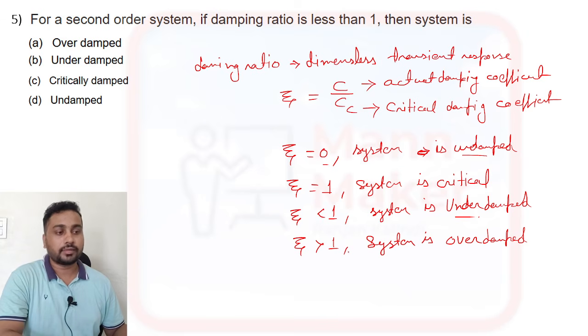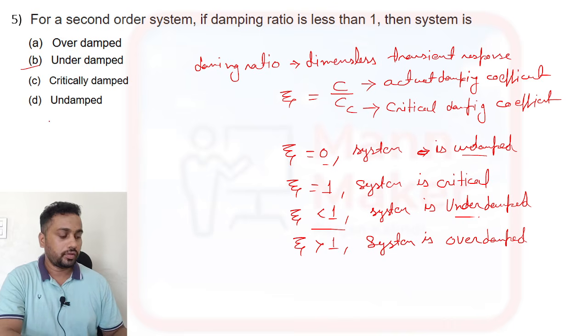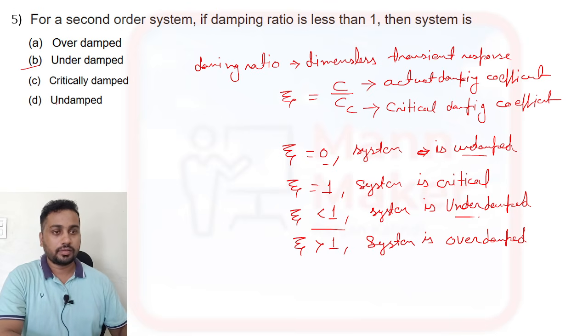So these are the conditions for zeta you have to remember. Here they have asked a question for a second order system. If the damping ratio is less than 1, the system is called underdamped. Underdamped means option B is your right answer. This one only you need to remember here.